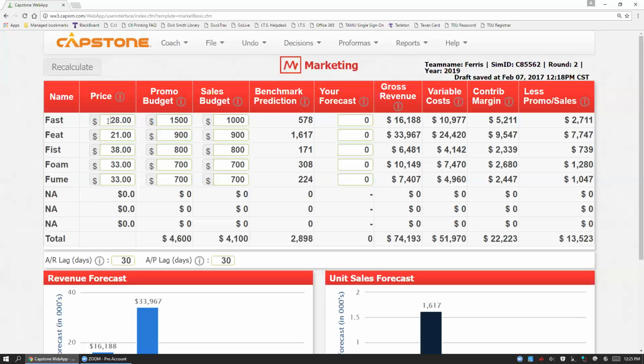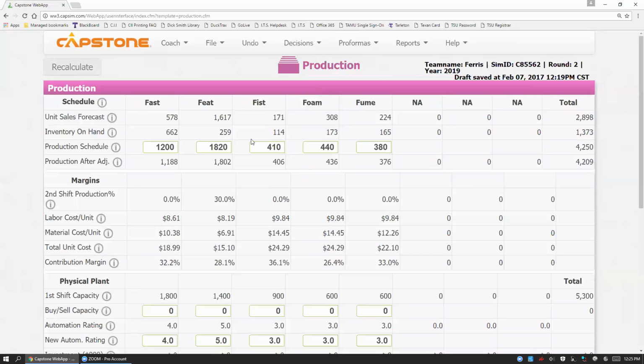We can then look at how much we're earning on each shoe sold. We can see our fast product, we're selling it for $28. We can look at our production to get our cost. Our total cost for that fast product is $18.99. So think about this for a moment. How much are we earning on each shoe that we sell?